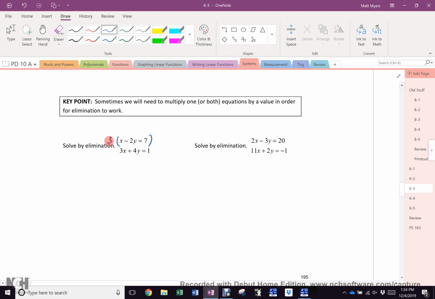If we multiplied by 3, what is my new equation? 3x minus 6y equals 21, yes? And now would I be adding or subtracting? I'm going to subtract. Now this is where it gets weird, because a bunch of you say this answer as quickly as you can. What is 4 minus 6? One person said it quickly. One person got it right.